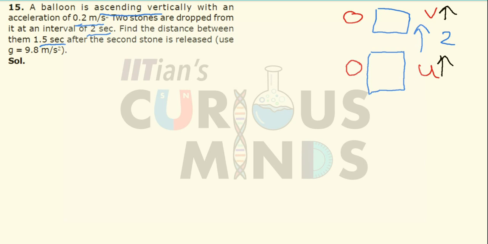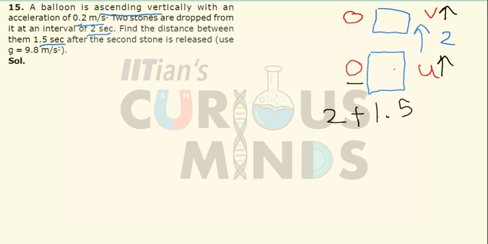Now let us first calculate for the first stone. The initial velocity is equal to u. We have to find the distance between them 1.5 seconds after the second stone is released. It means that the first stone is traveling for 2 seconds between the release of the first stone and the second stone, plus an additional 1.5 seconds after the second stone is released.